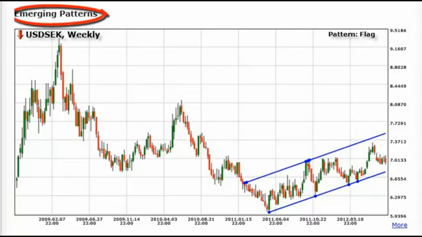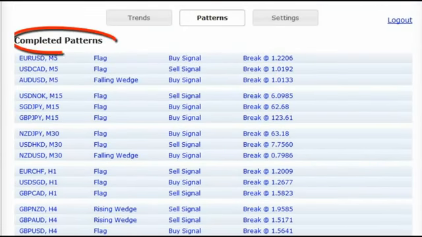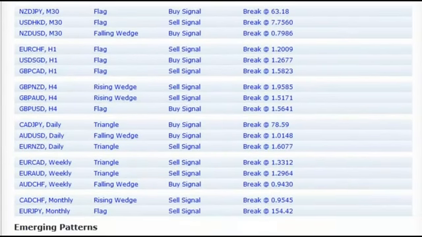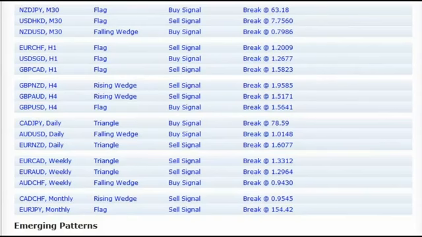These are emerging patterns, and here's something special. The history of completed patterns updated in real time. They are actually confirmed patterns because the price has already broken through the trend line. The problem with emerging patterns is that they can change several times, or the price will not break through the trend line. Unlike emerging patterns, completed patterns can be accepted as trading signals.